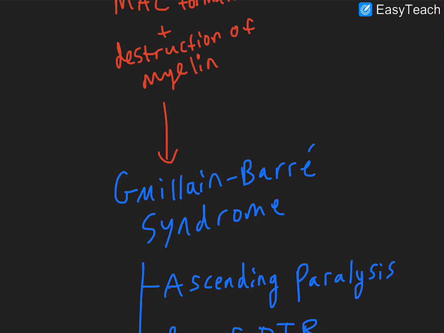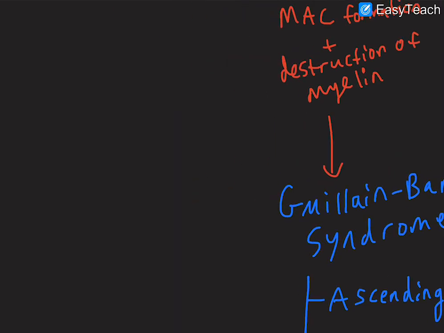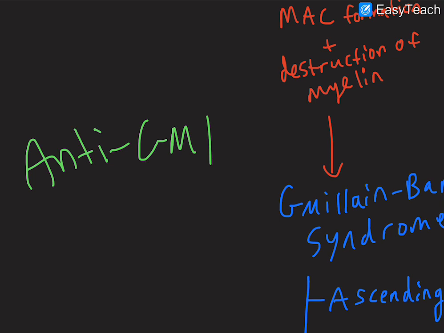Now, since we're talking about Guillain-Barré syndrome already, we should talk about the different variants. So when we're talking about autoantibodies, we can have three main types that we should be familiar with. We can have anti-ganglioside antibodies, like we discussed, specifically anti-GM1 antibodies, which target your Schwann cell myelin, like we discussed. So that's the normal Guillain-Barré syndrome that we talked about in the previous slide.